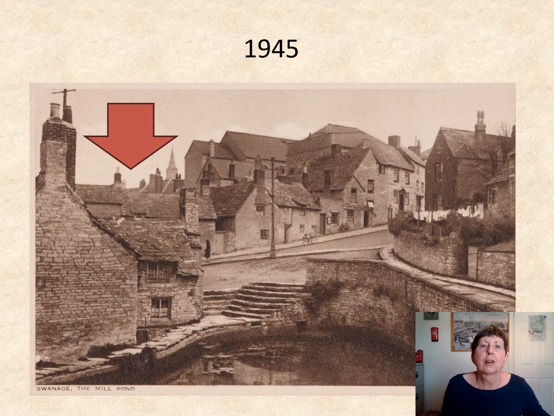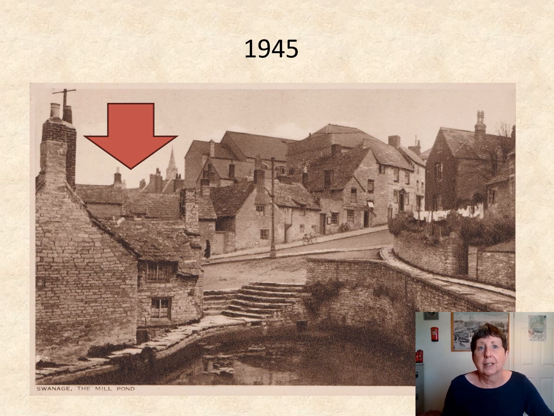Now this postcard was sent in 1945, and you can see that the wall around the edge of the mill pond is there, but I want to draw your attention to where that red arrow is and those buildings, and also to the cottages on the left, because you can see how much they've deteriorated. But the important thing with this postcard is that that view didn't exist in 1945.